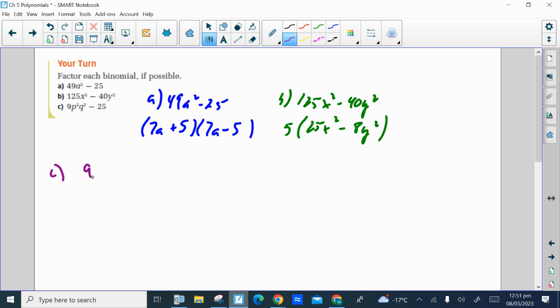Question C, you have 9p squared q squared minus 25. That is difference of squares. The square root of 9p squared q squared is 3pq. The square root of 25 is 5. One's a plus, one's a minus. There's your factors.